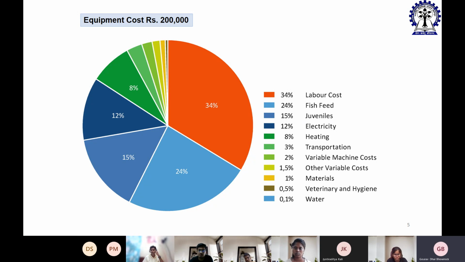This particular graph is showing you the approximate details of the cost involved with the aquaponics system: 34% labor cost, 24% fish feed cost, when you procure the fish feed, 15% juveniles, the fishes that you'll be introducing to your system, 12% electricity, 8% heating. I'm taking this into consideration because sometimes we are not talking about farming in India only. If we talk about farming in European countries, or the US, or the temperate region rather than the equatorial region, then you need to provide continuous heating also.